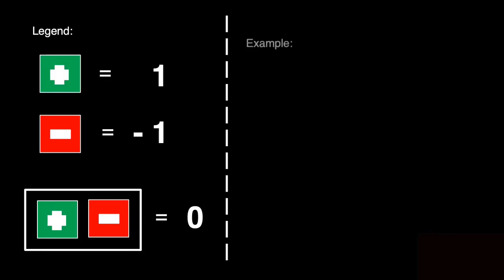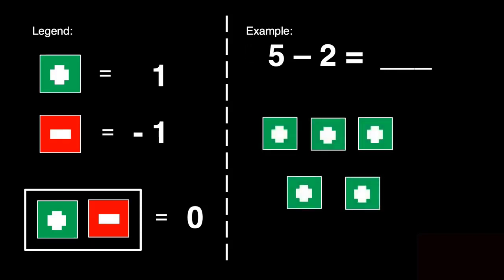Let's have 5 minus 2. 5 can be represented by 5 green tiles less 2 green tiles equals 3 green tiles or positive 3.